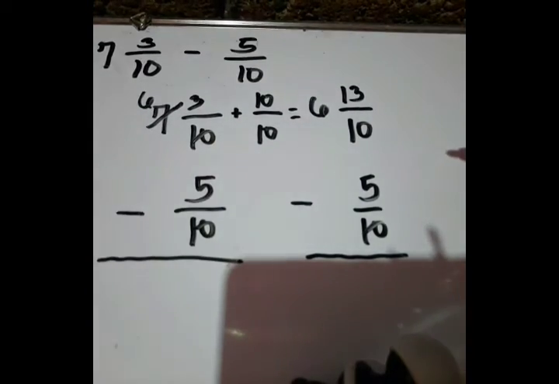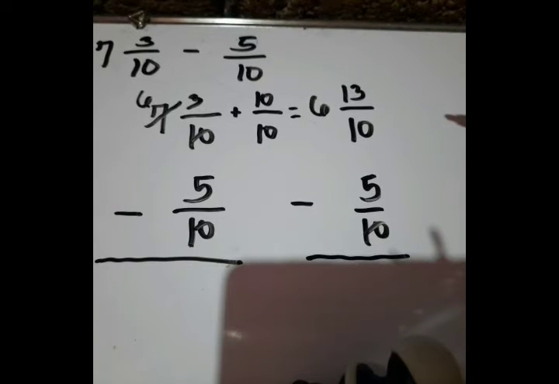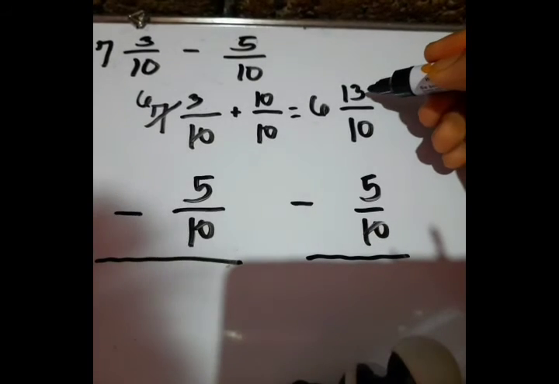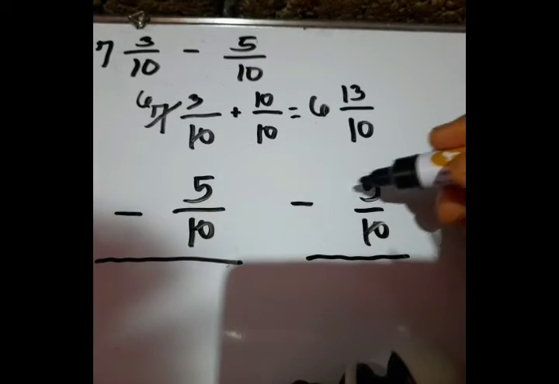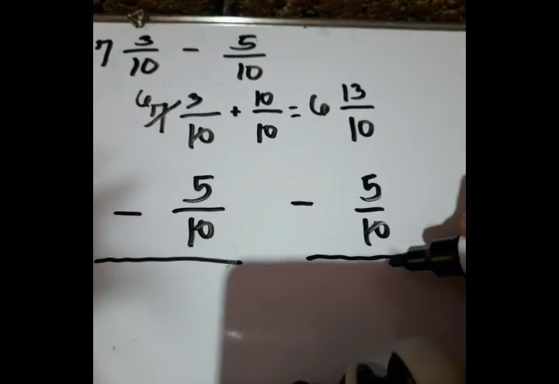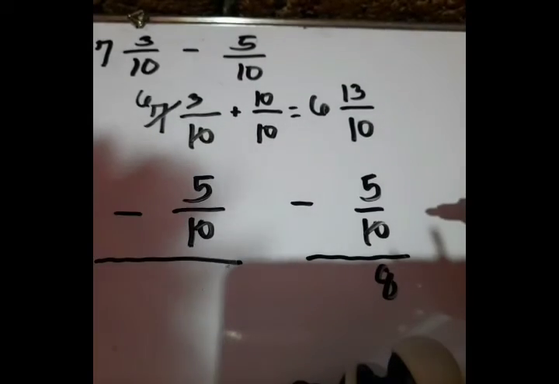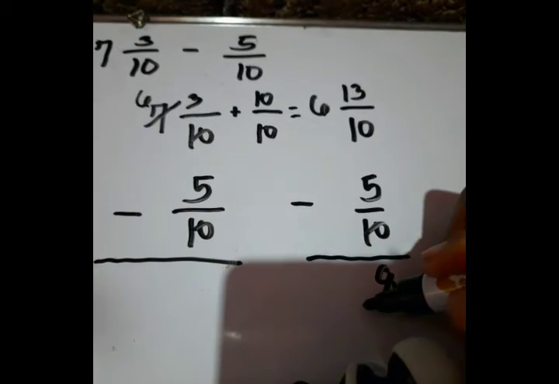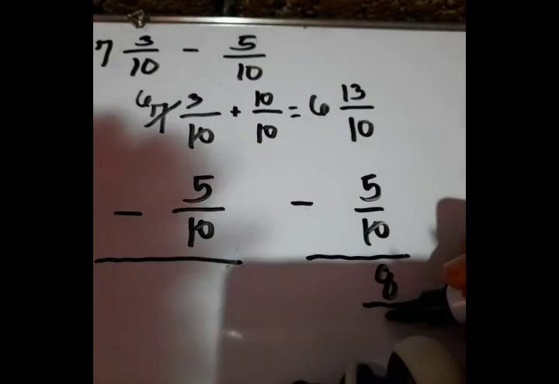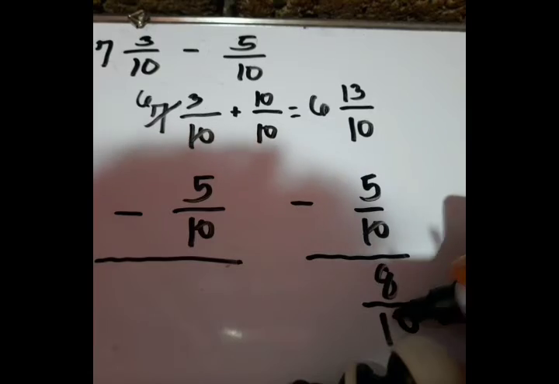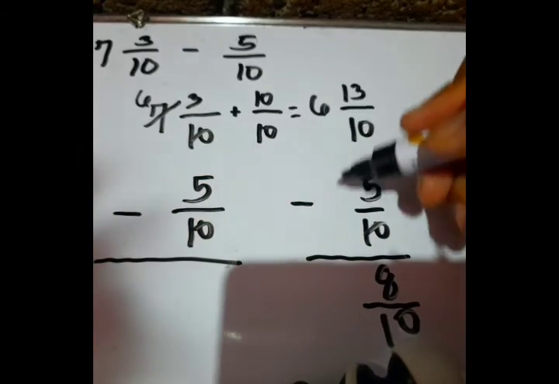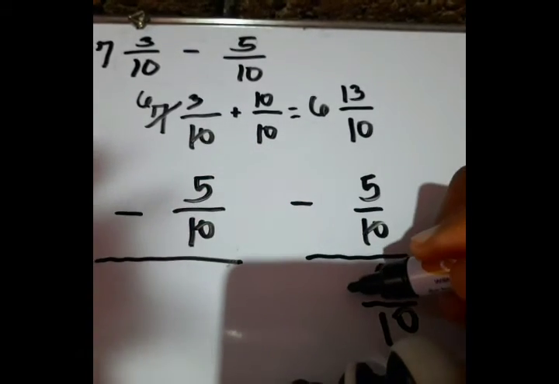Okay. Since we are done arranging, we can now proceed with subtraction. So we have 13 minus 5 is equal to 8. Just copy the denominator because they are similar fractions. So we have 10. And then 6. We don't have a number here, so we can bring this down.